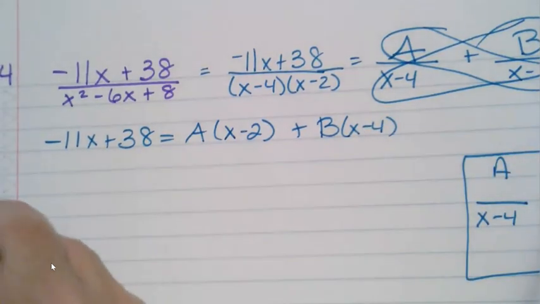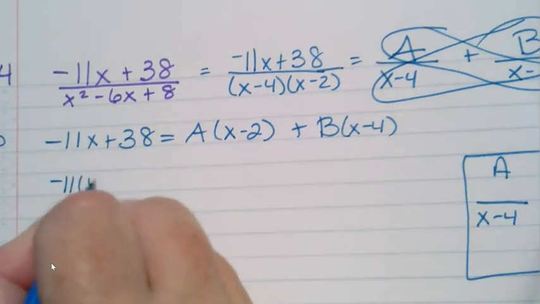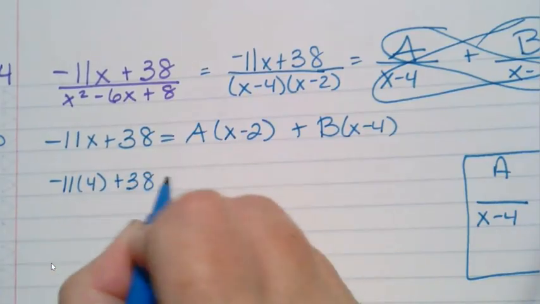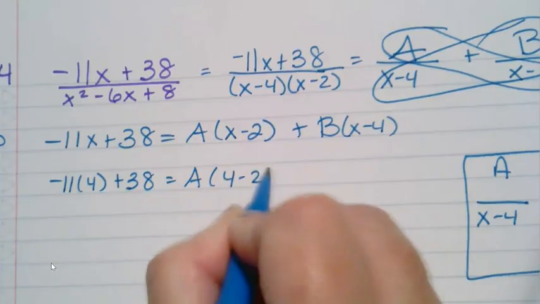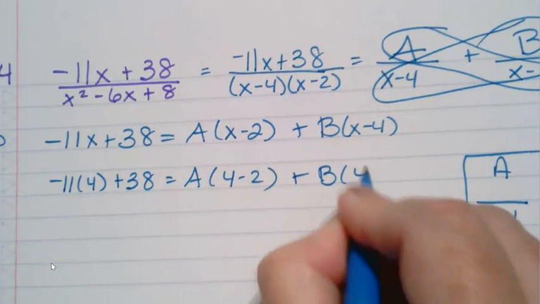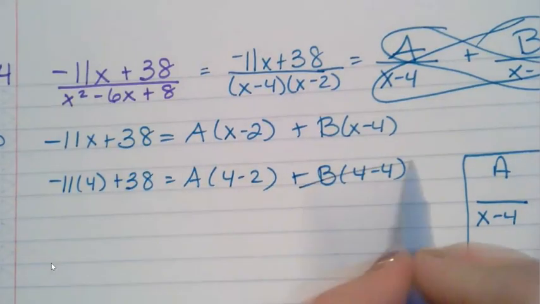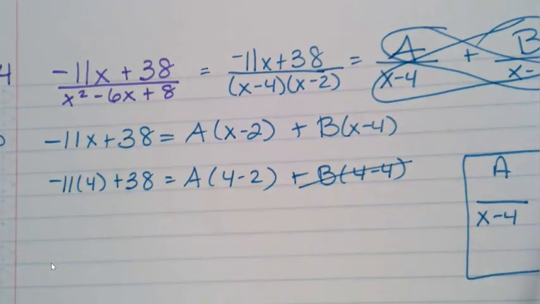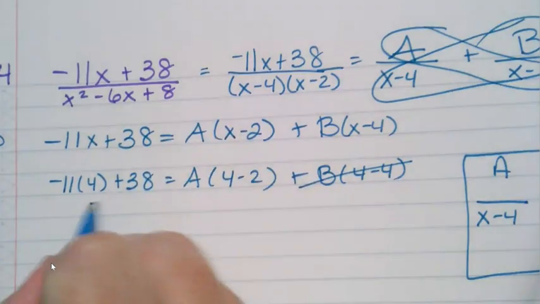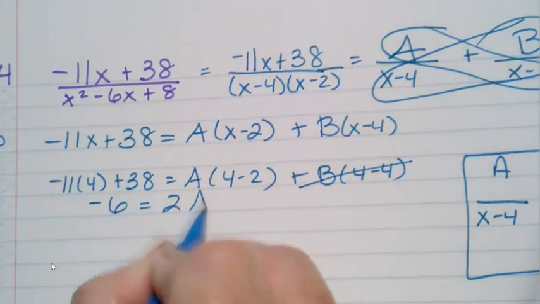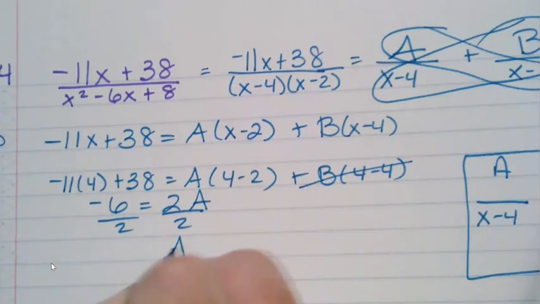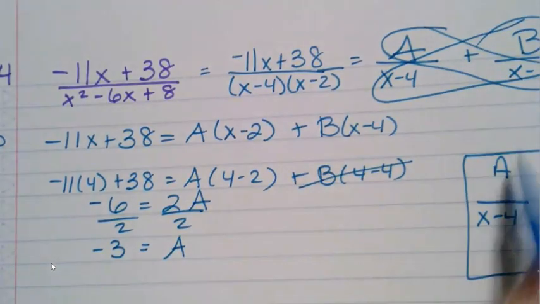So you do x minus 4 equals 0, so x equals 4. So negative 11 times 4 plus 33 equals A times 4 minus 2 plus B times 4 minus 4. Remember, we always should have that situation where it does come out. Let me grab a calculator. So negative 44 plus 38 is negative 6 equals 2A. Divide by 2, and A equals negative 3. So I'm going to put that over here.